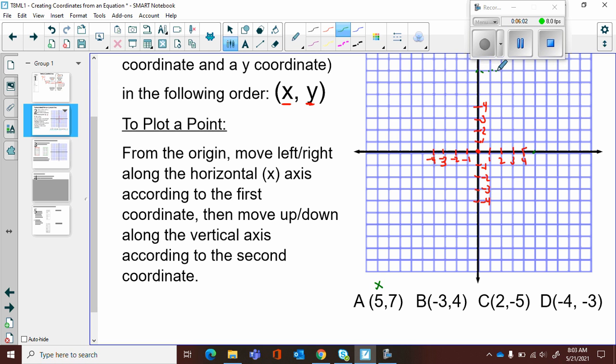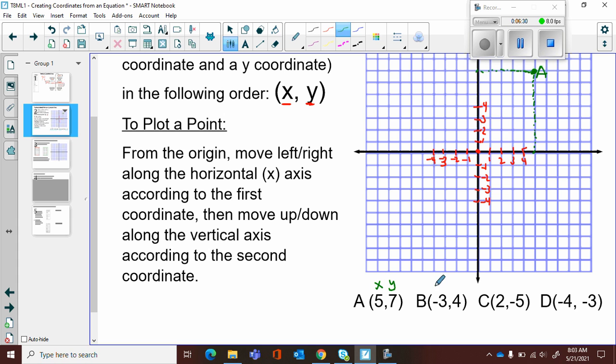So it's where these two lines intersect. If I were to go across and up, that's where the two lines intersect. So that would be my point A on the graph. I've gone over 5 on my x-axis, and then I've gone up 7 because it's a positive 7, so I move up. So that's A.